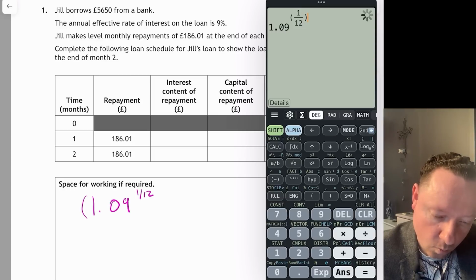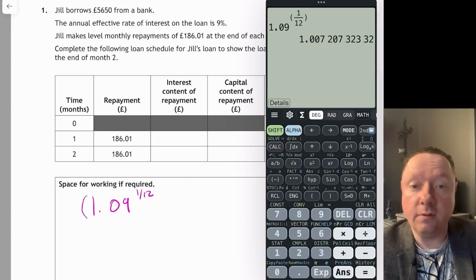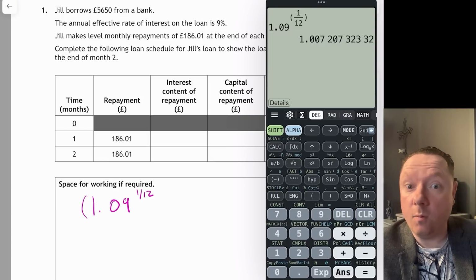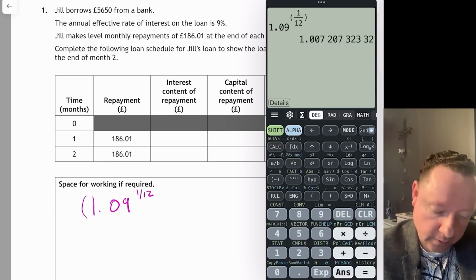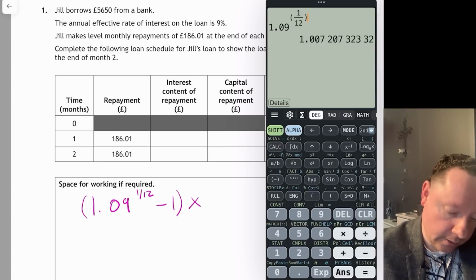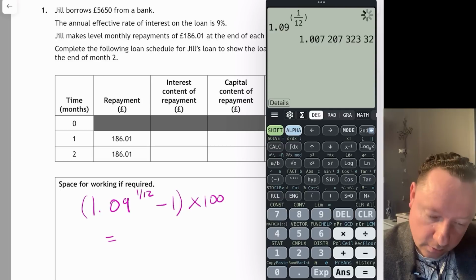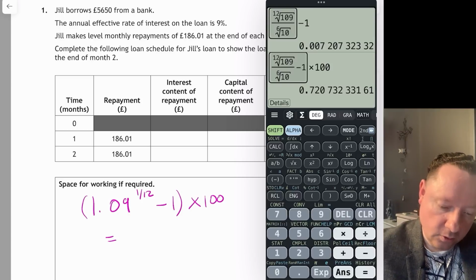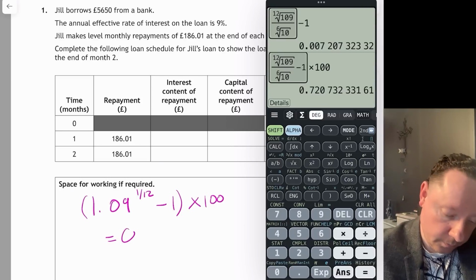That's 1.0072. So we then need to obviously take away the 1 and times by 100 to change it back to a percent. So I need to take away 1 and times by 100. So there it is there. Take away 1 times 100, and we get 0.720732.